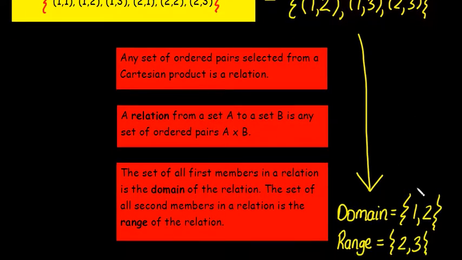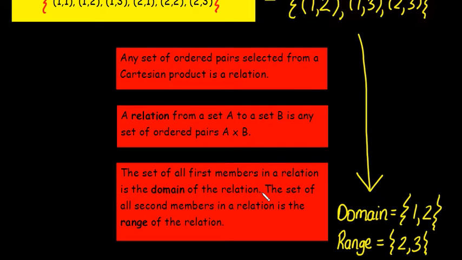Alright, so any set of ordered pairs selected from a Cartesian product is a relation. There's like a relation between the first number and the second number. A relation from a set A to a set B is any set of ordered pairs A and B. So the set of all first members in a relation is the domain of the relation.